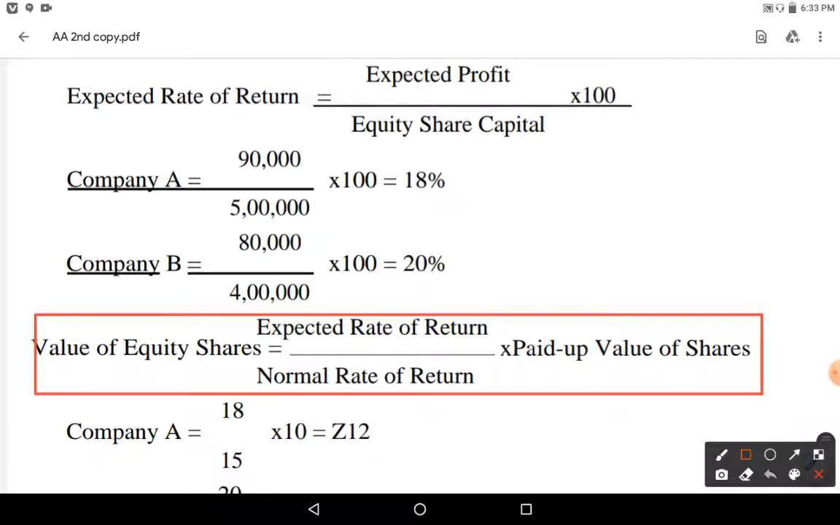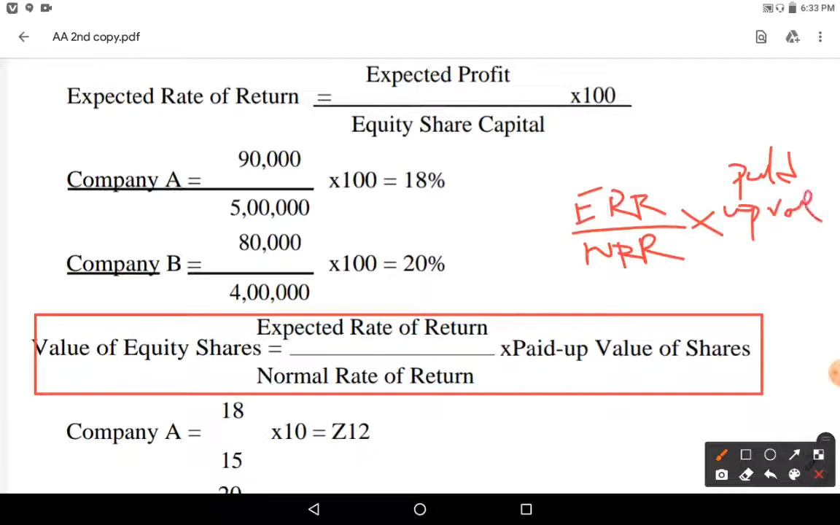Here is the formula. Value of equity share is equal to expected rate of return, ERR, divided by normal rate of return, NRR, into paid up value per share. We need to consider this one.